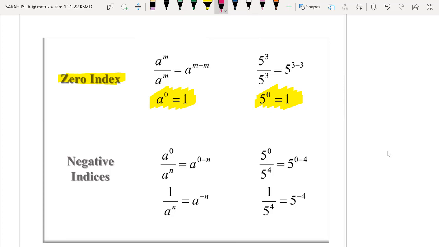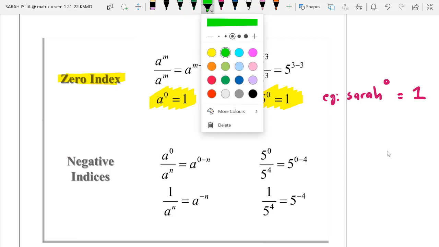Kalau awak nak letak nama sendiri kuasa kosong pun boleh. Contoh saya letak nama saya Sarah to the power of 0. Kuasa 0. Index kita 0 kat situ. Memang saya seorang je yang wujud kat dunia ni kan. Okay. So, that will be equal to 1. Okay. Settle 0 index. Next one, kita nak introduce about negative indices.